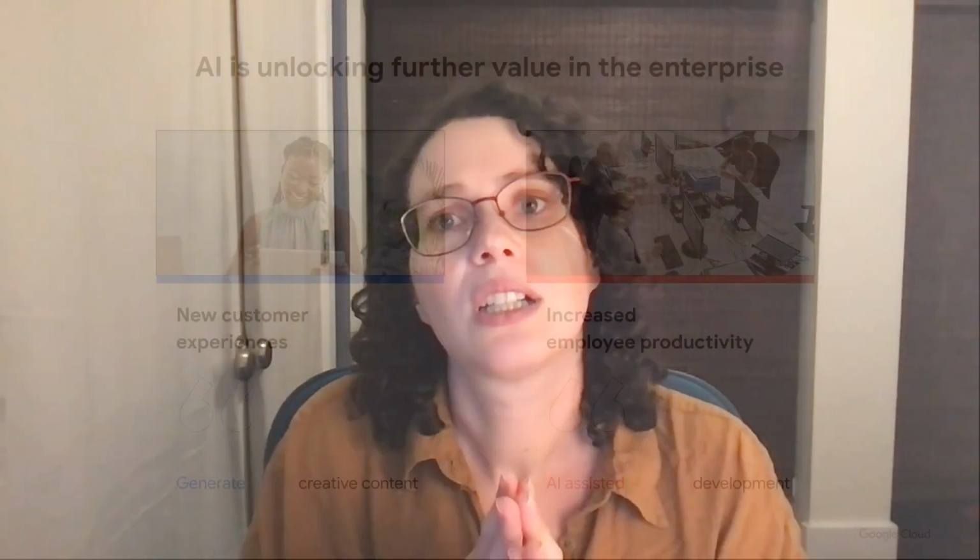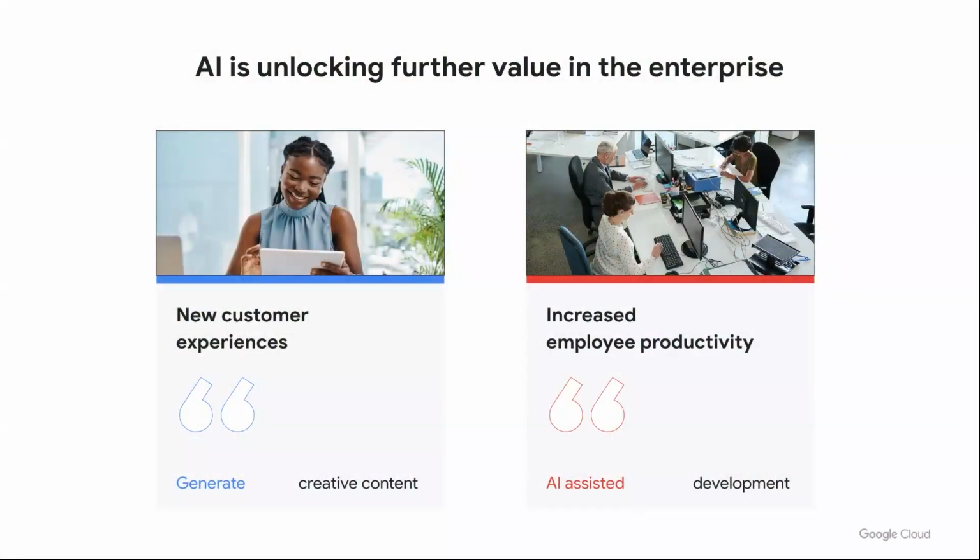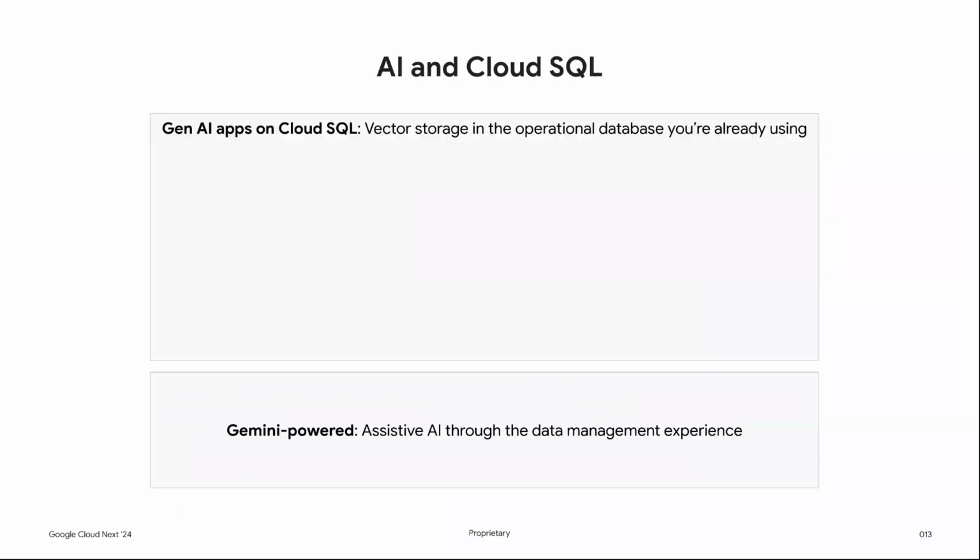Okay, so that's everything we've talked about with how you can achieve higher performance, higher scale, higher availability with Cloud SQL for MySQL. But I want to talk about how AI is being integrated into Cloud SQL. There are 2 key ways that AI is transforming the enterprise industry, right? The first is how AI is helping you deliver new experiences for your end customers by creating more creative and interactive experiences that leverage AI. The second is how AI is helping your own employees become more productive by making the actual development and management experience more streamlined.